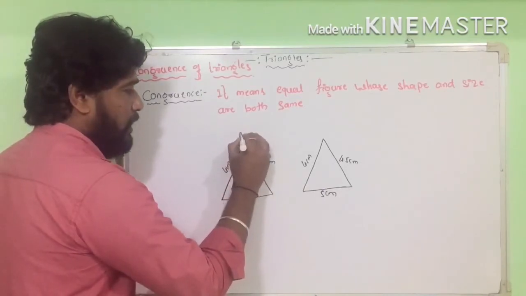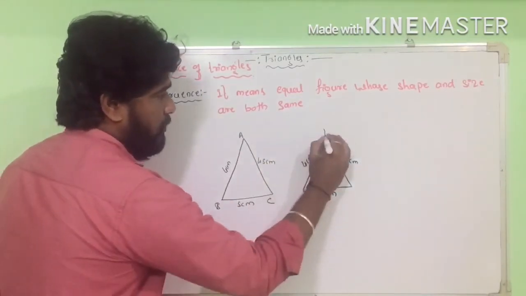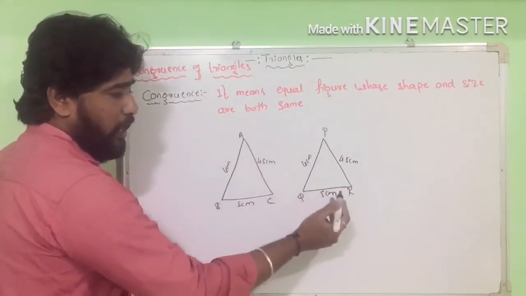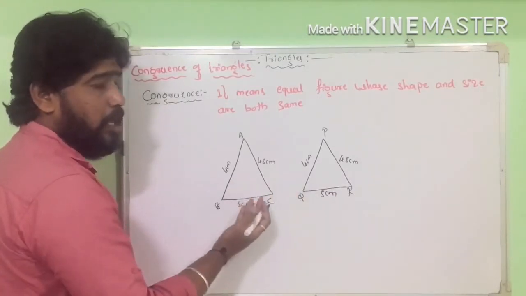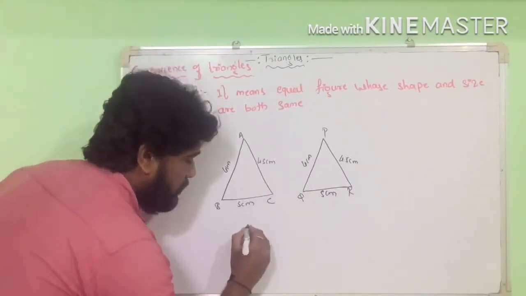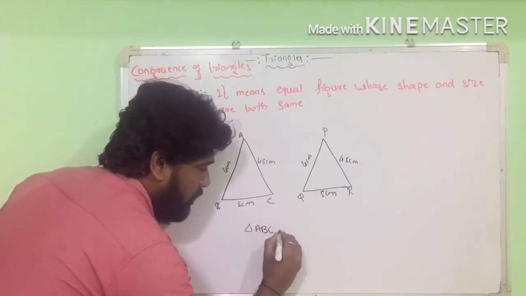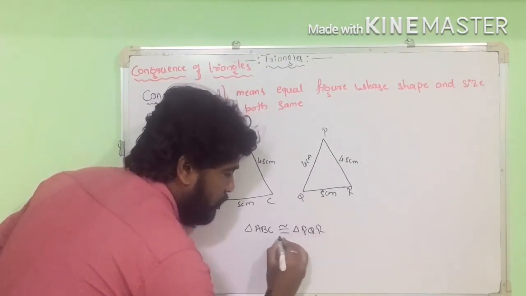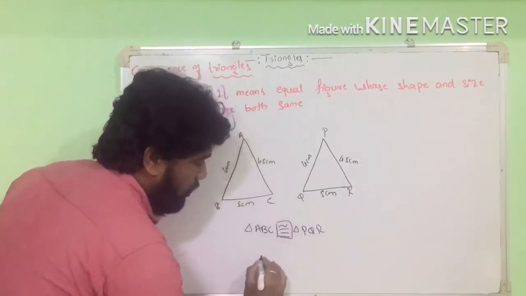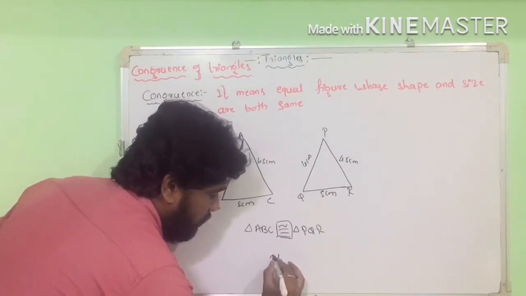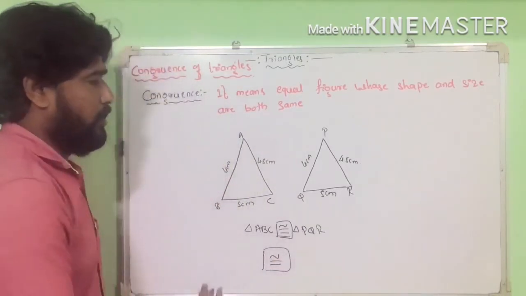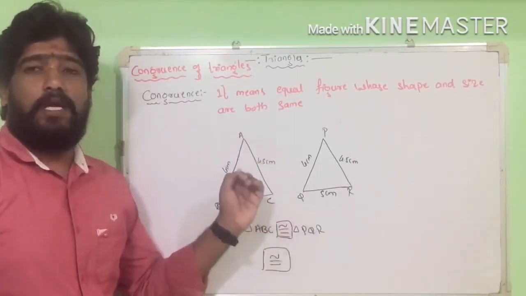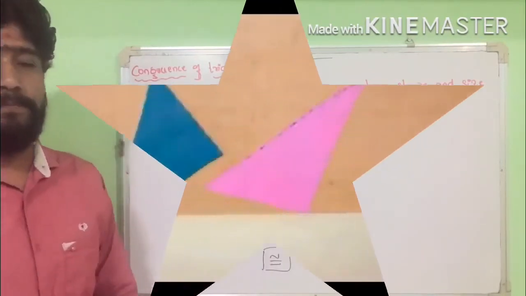So here I will give names A, B, C and P, Q, R. So triangle ABC is congruent to triangle PQR because they have the same shape and the same size. We can write it as triangle ABC is congruent to triangle PQR. So this symbol is called the congruent symbol. It is the congruent symbol. These two triangles are congruent to each other because they have the same shape and the same size. Is it clear? Practically we will check here.